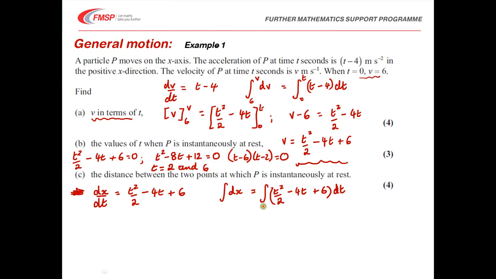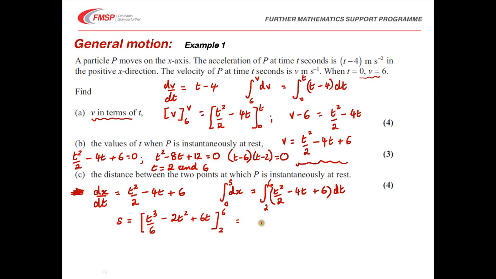Again, I'll put my limits in. It tells you that when t equals 0, we're looking then for the distance between the 2 points at which p is instantaneously at rest. So I'm going to make x between 0 and I'm going to call my distance that it travels s, and we know that time's going to go between 2 and 6 from our previous answer. Left hand side is just s, and the right hand side becomes t cubed over 6 minus 2t squared plus 6t between our two limits, 2 up to 6, and we can substitute our values in there.